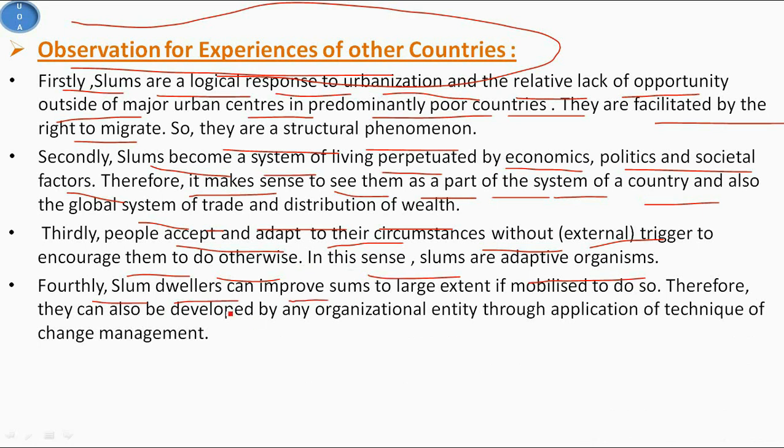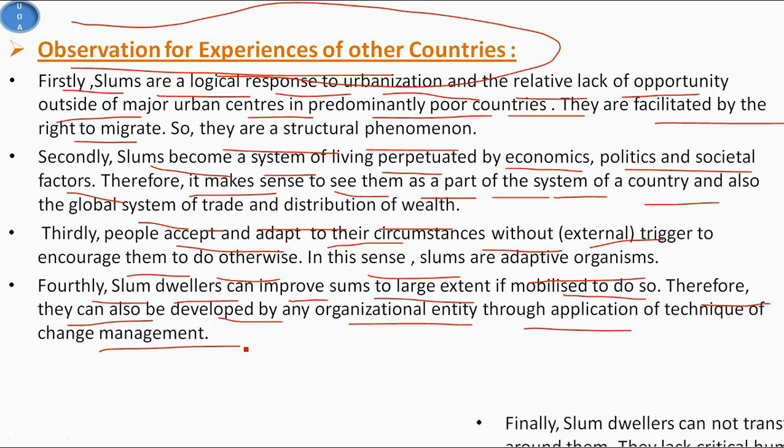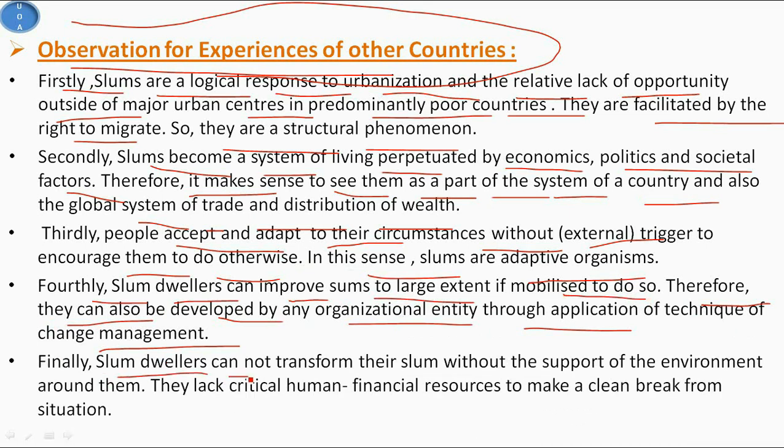Fourthly, the slum dwellers can improve slums to a large extent if mobilized to do so. Therefore, they can also be developed by any organizational entity through application of techniques of change management. And finally, slum dwellers cannot transform their slum without the support of the environment around them. So they lack critical human and financial resources to make a clean break from the situation. So now we see the strategies for transforming India's slums.